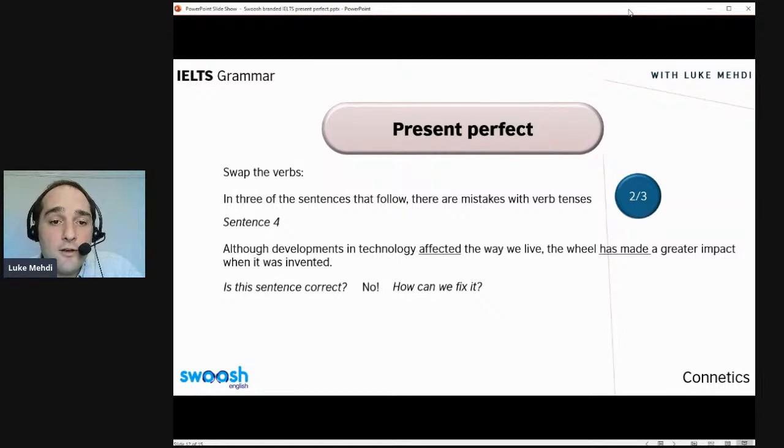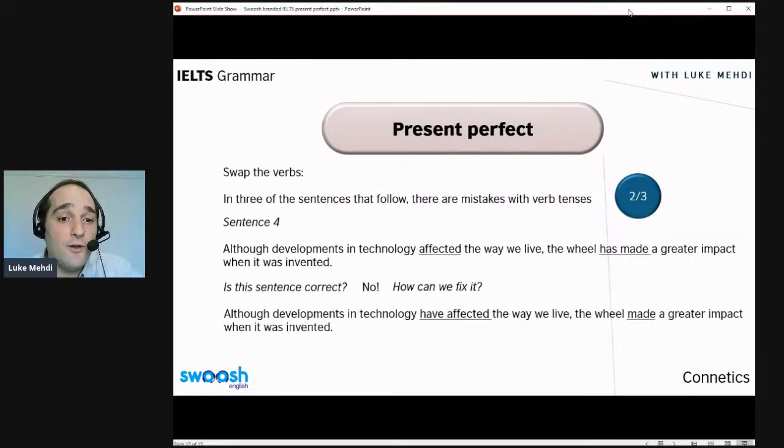Well, although the developments in technology have affected the way we live, so the way we live, that continues to the present. The wheel has made a greater impact when it was invented. The wheel, when it was invented, that is past and that is finished. So, although developments in technology have affected the way we live, the wheel made a greater impact when it was invented all those thousands of years ago.